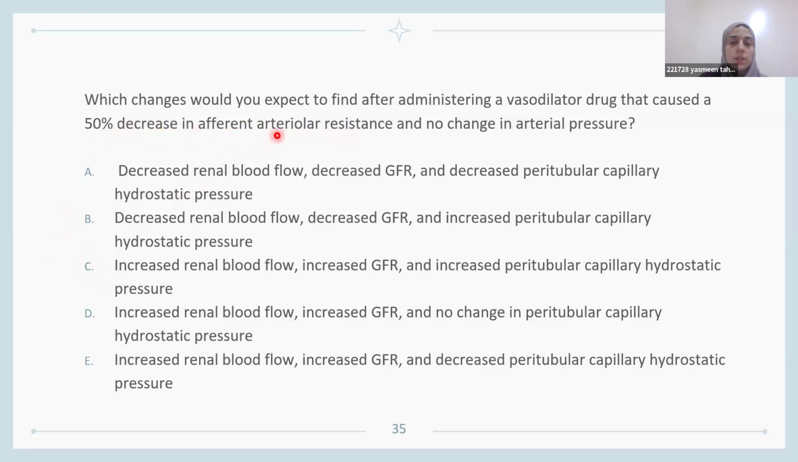Again, same point I discussed earlier about the peritubular capillary. They are a branch of the efferent arteriole, so they come after the afferent and the efferent. Whatever changes happen in the afferent or the efferent is going to affect the peritubular capillaries the same. It's not like the GFR and the renal blood flow, which have different effects by the afferent and efferent arteriole resistances.